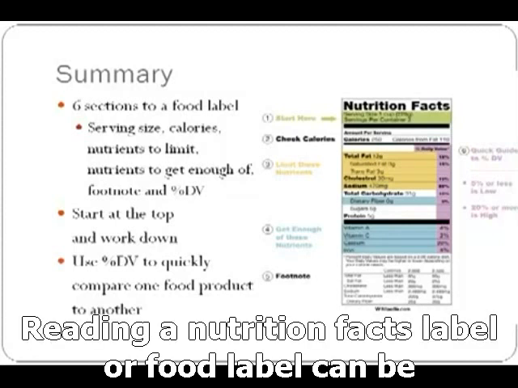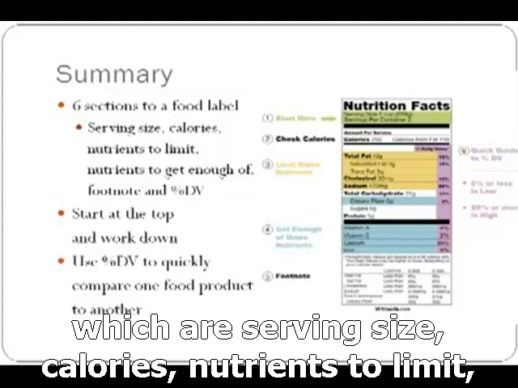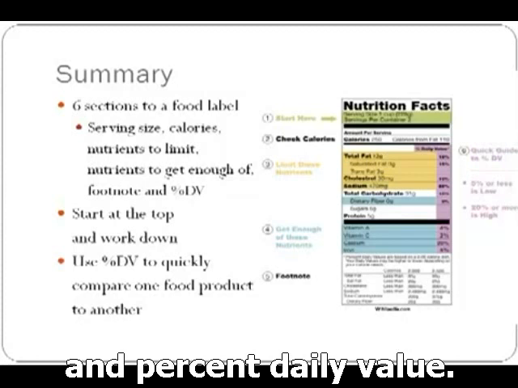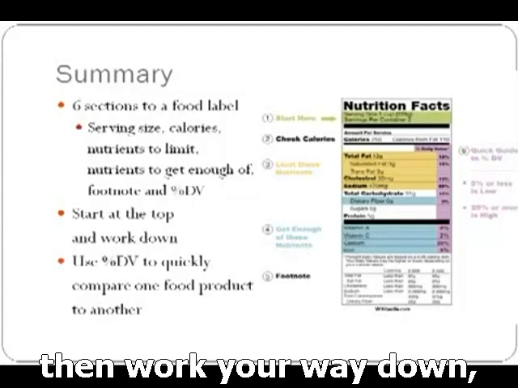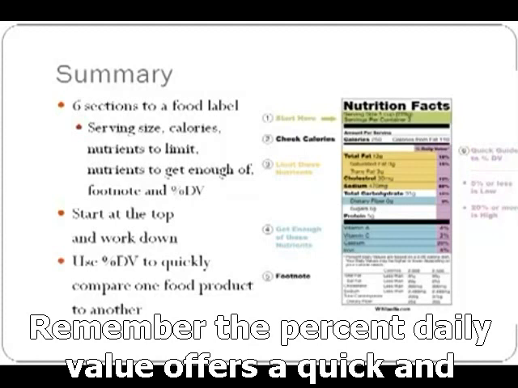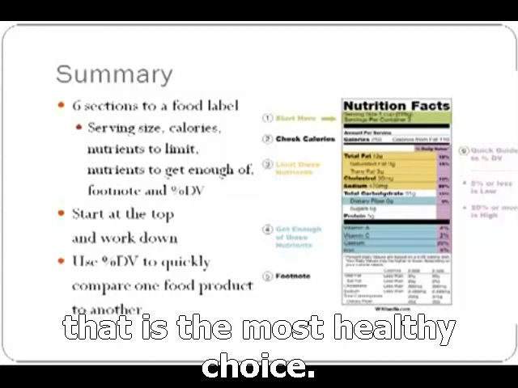Reading a nutrition facts label or food label can be easily broken down into 6 sections, which are serving size, calories, nutrients to limit, nutrients to get enough of, footnote, and percent daily value. It is best to start at the top of the food label and then work your way down, noticing all the sections we've discussed. Remember, the percent daily value offers a quick and easy way to compare one food product to another so that you can select the product that is the most healthy.